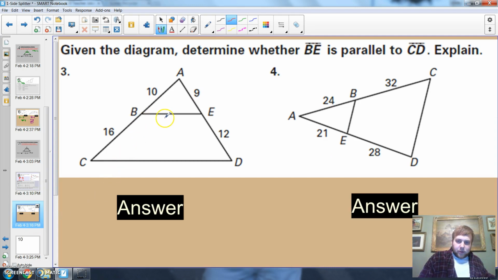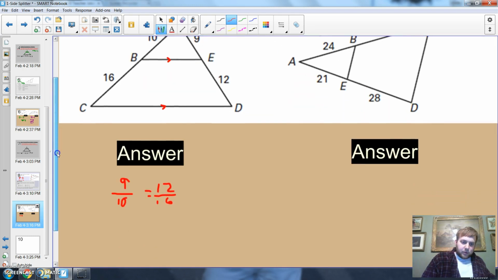Lastly, do I know these are parallel? I don't know. Testing to see if they're parallel. I'm going to put tiny arrows just to make sure we know we're testing. So does 9 divided by 10, just because I can, equal 12 over 16? I could do 10 divided by 9 if you really want to, but I like to go right to left. Side splitting is almost done.